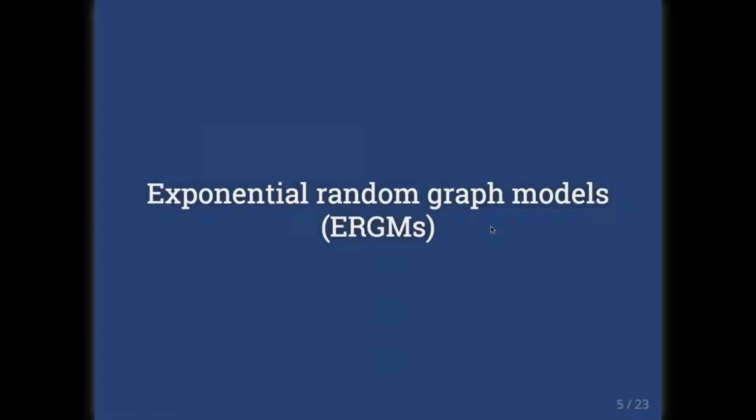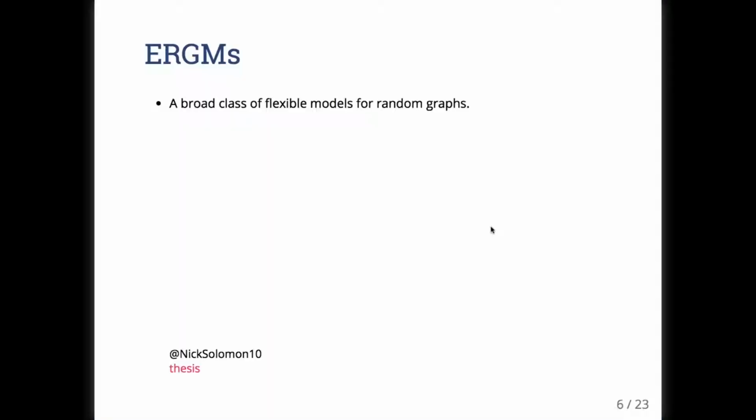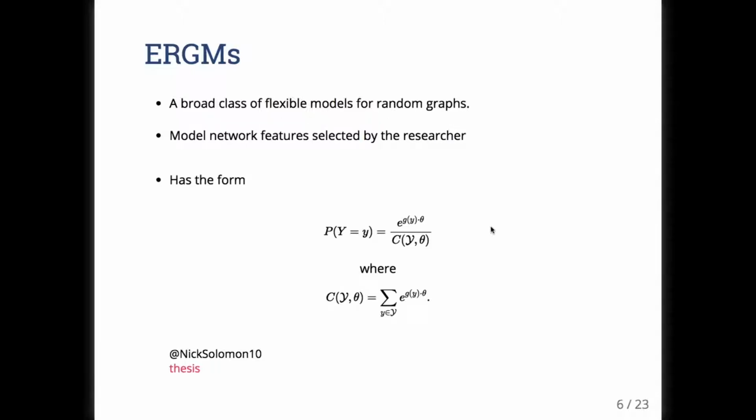So an exponential random graph model is a class of model that already exists. You're going to hear me call them ERGMs. Funnily enough, that's actually what people call them. An ERGM is a broad class of flexible models for random graphs. It takes an exponential form, and it allows the researcher to model network features that are of interest, basically anything you could think of. Commonly people will count the number of triangles in a graph or count the number of edges that are reciprocal. So it looks like this: you have the exponential of some vector valued function g dotted with a parameter theta over a normalizing constant.